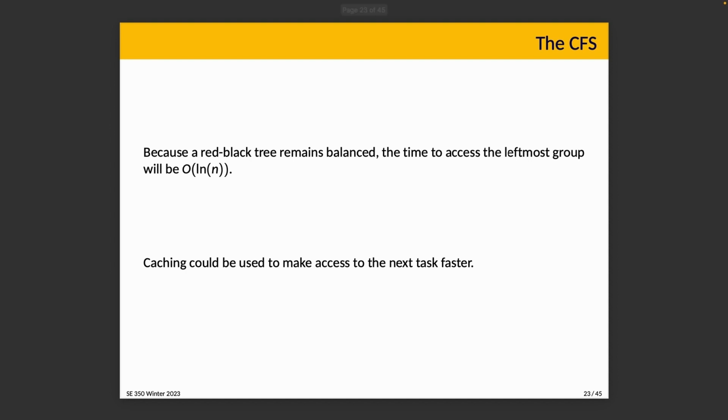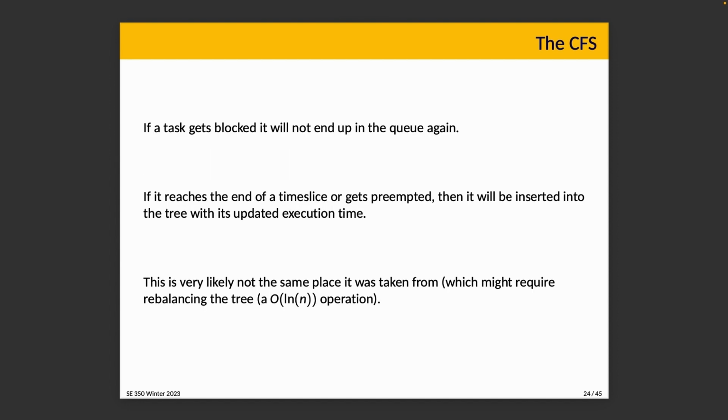It makes more sense when you see it. Because a red-black tree needs to remain balanced, the access time to get the leftmost element will be log n timing, typically, although you can use caching to make the next task faster. Because if you just keep a pointer to the next one, that makes it a little easier to serve up. But that doesn't solve everything, right? If a task gets blocked, it doesn't end up in the tree again, but if it reaches the end of its time slice or gets preempted, then it has to get inserted into the tree with its new location. And that's very likely not in the same place it was taken from, which could require rebalancing the tree.